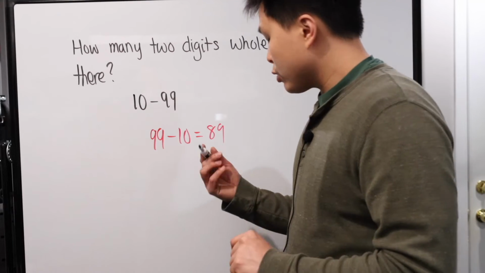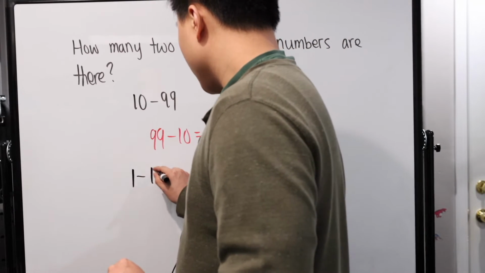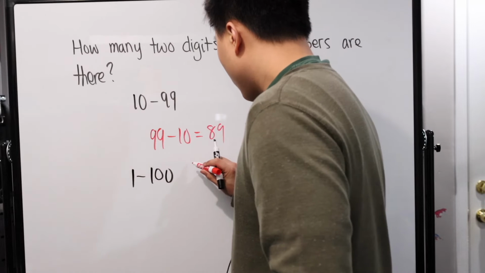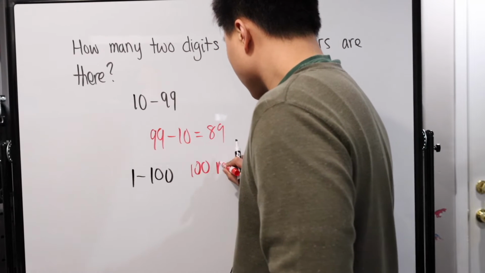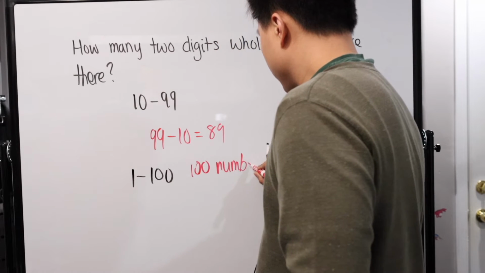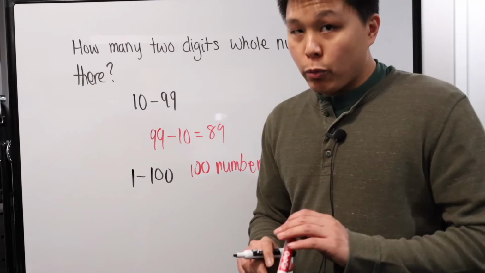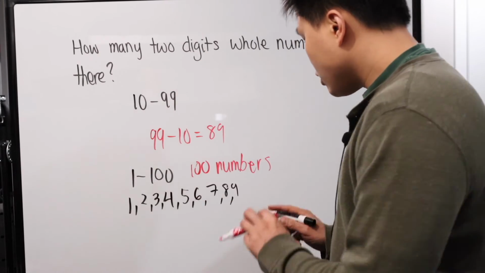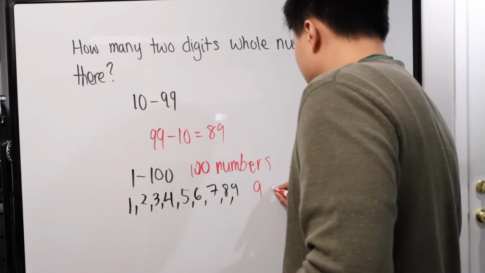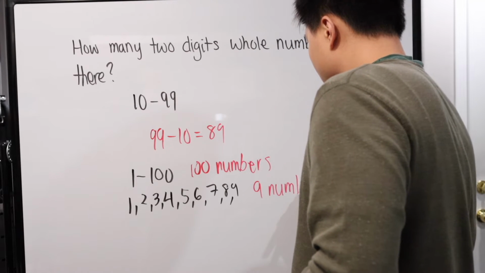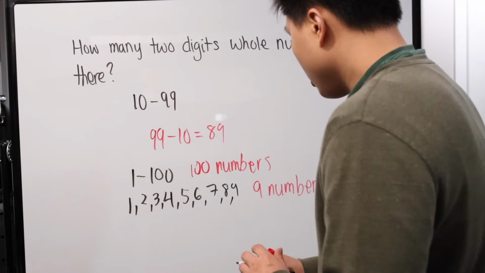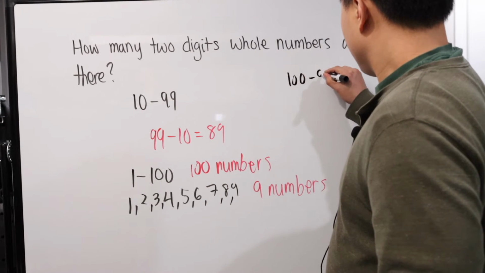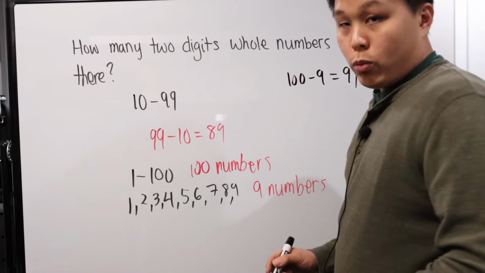Let's use something that we're so comfortable with: the numbers 1 to 100. There's a total of 100 numbers here. But there are some numbers that we don't want to include because we're only focusing on the 2-digit whole numbers. So that's a total of 9 numbers we want to get rid of. 100 numbers minus 9 numbers is 91. We're done, right?